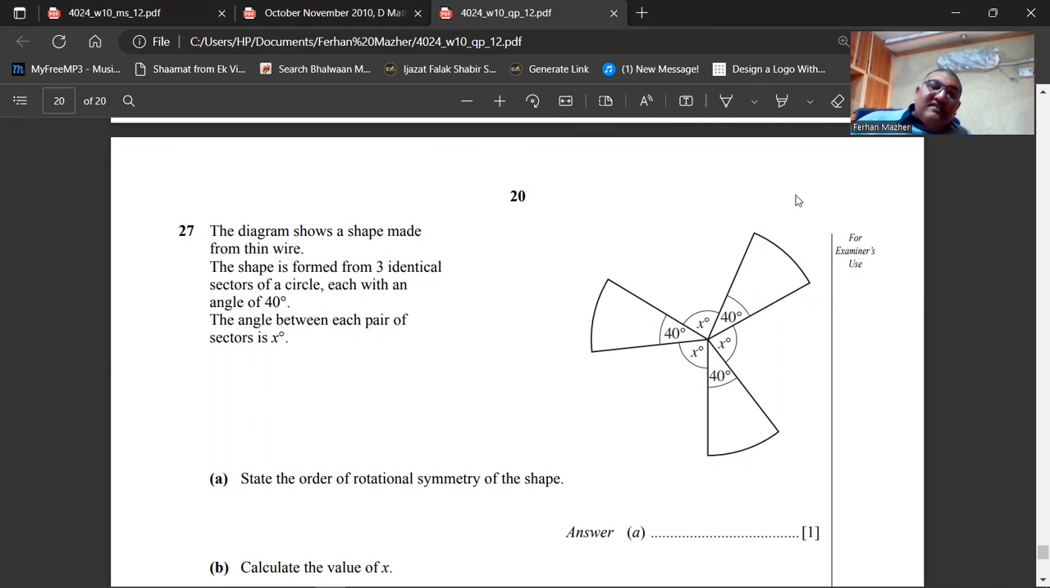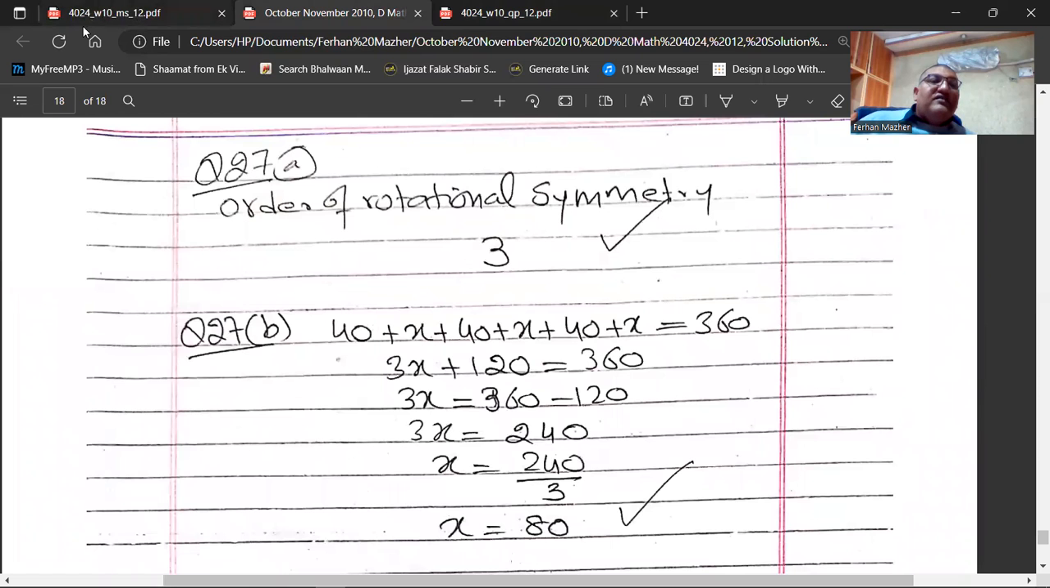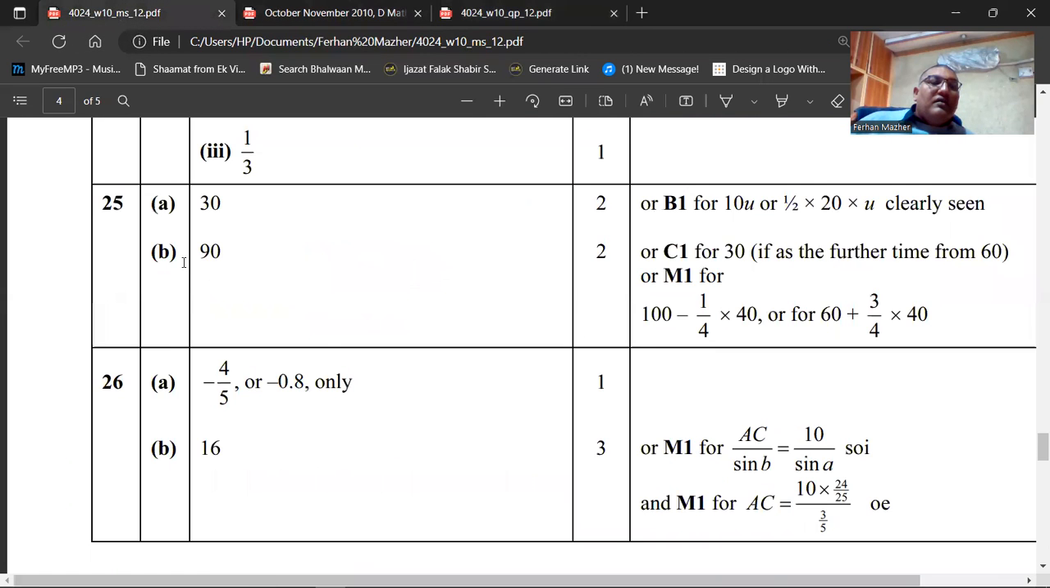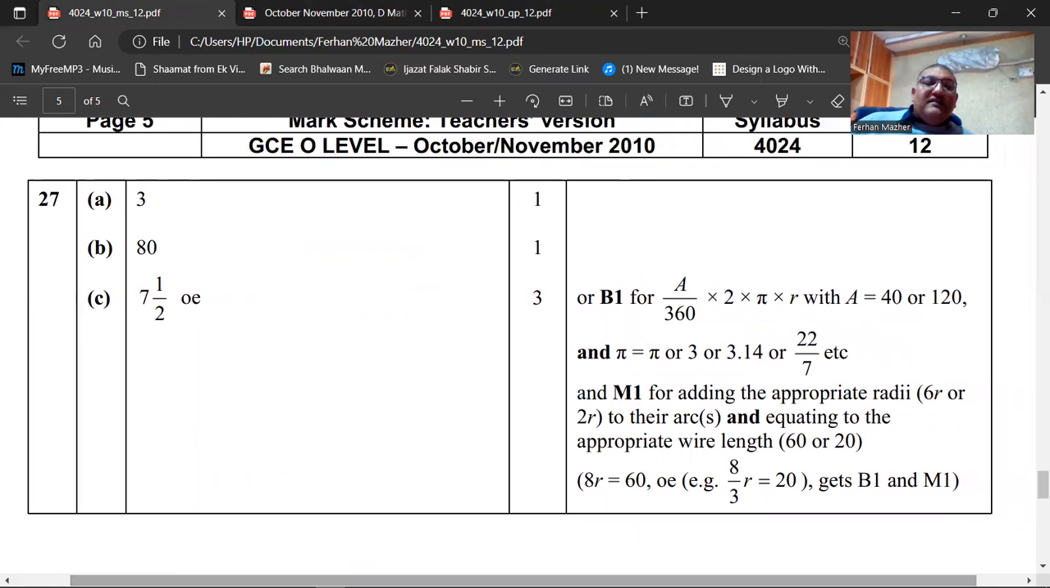You see these three fans, three blades. The order of rotational symmetry is 3. So if you mark the boundary of this shape and then rotate it through an angle of 360, 3 times it will fit on its boundary. So its order of rotational symmetry is 3. So our answer is right.